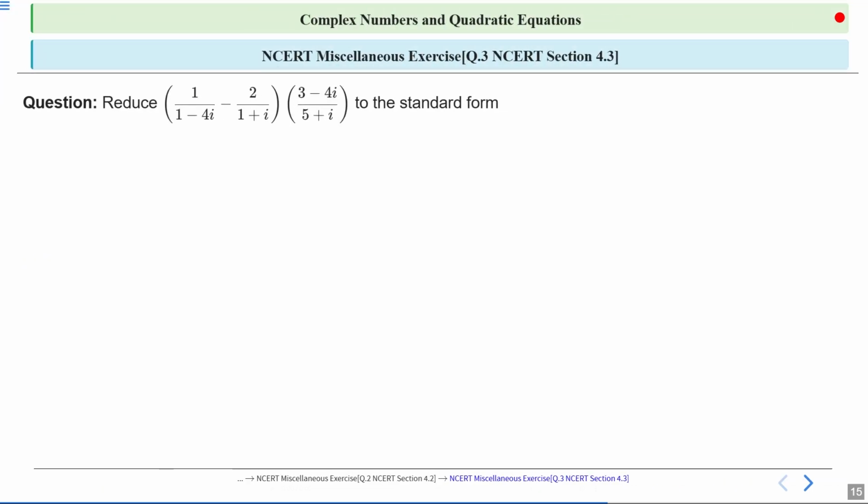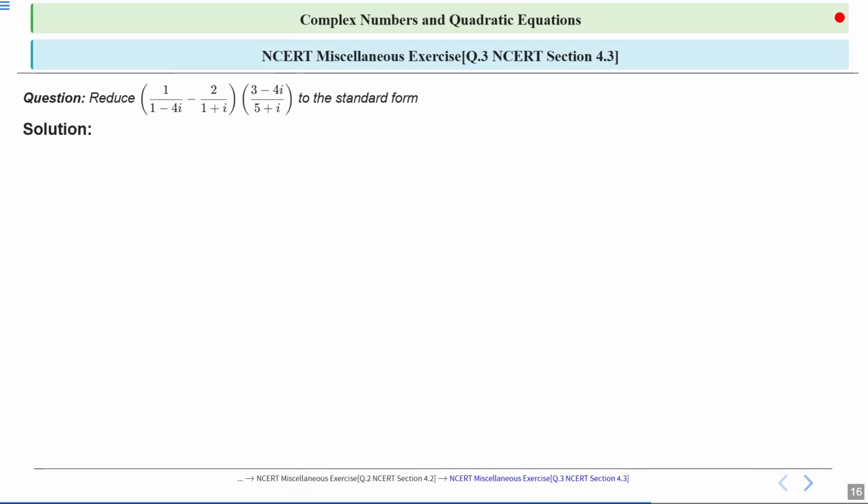Now, let's examine question number 3, which asks us to reduce a complex expression to standard form. So, the expression is 1 divided by 1 minus 4 times iota minus 2 divided by 1 plus iota, times 3 minus 4 times iota divided by 5 plus iota. So let's start the solution of this question.